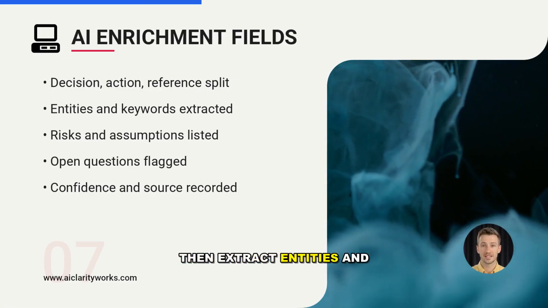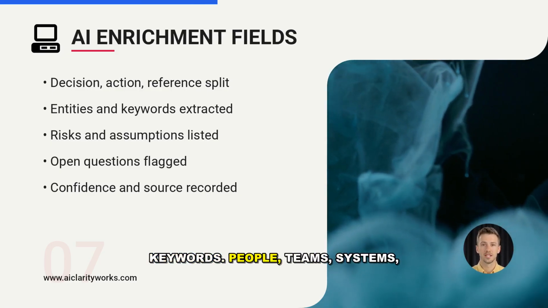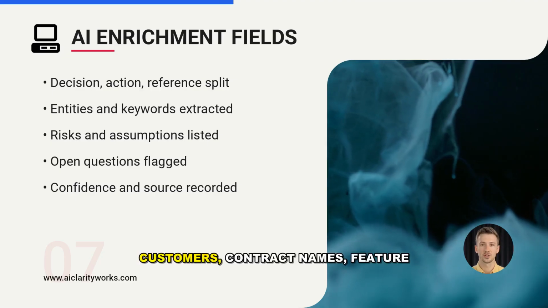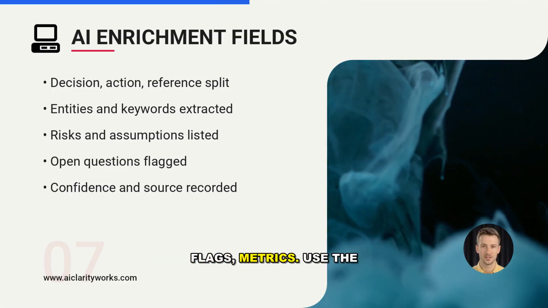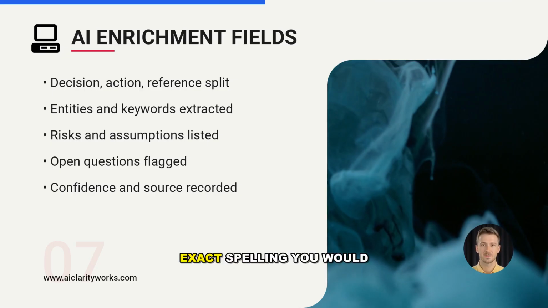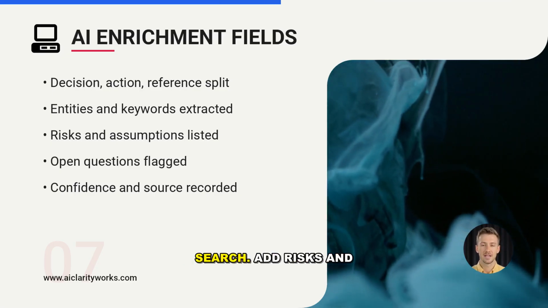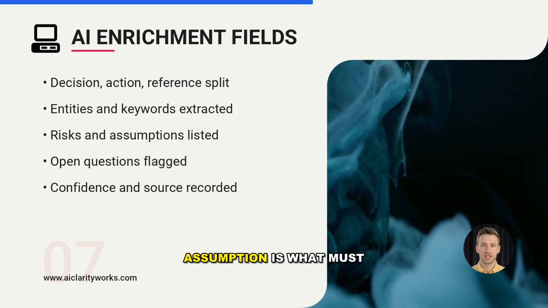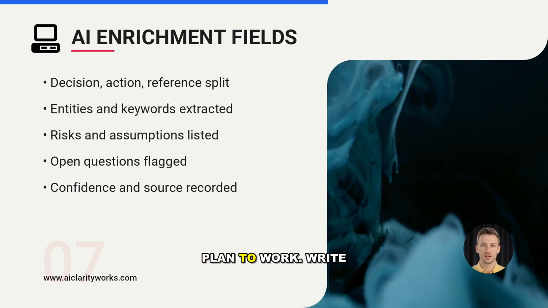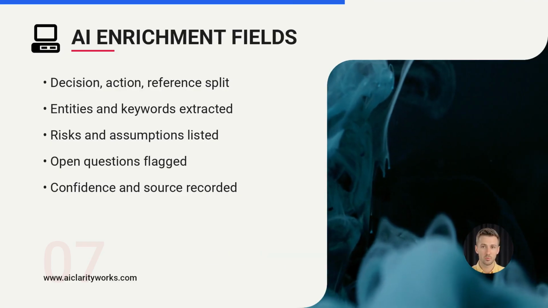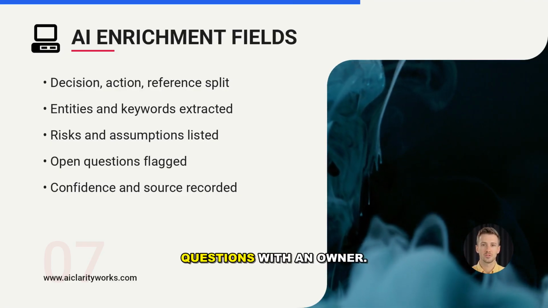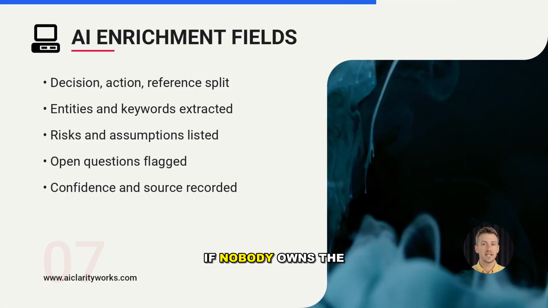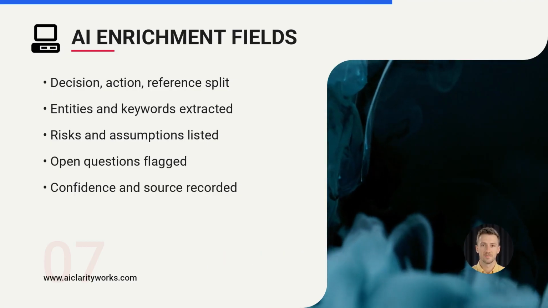Then extract entities and keywords. People, teams, systems, customers, contract names, feature flags, metrics. Use the exact spelling you would search. Add risks and assumptions. Risk is what can break the plan. Assumption is what must stay true for the plan to work. Write them as short bullets, not prose. Flag open questions with an owner. If nobody owns the question, it is noise.